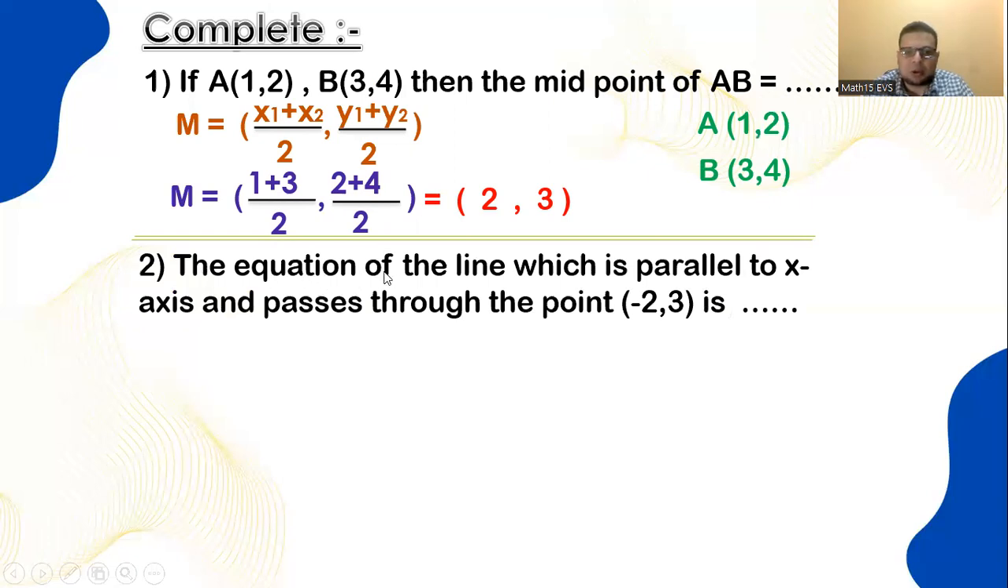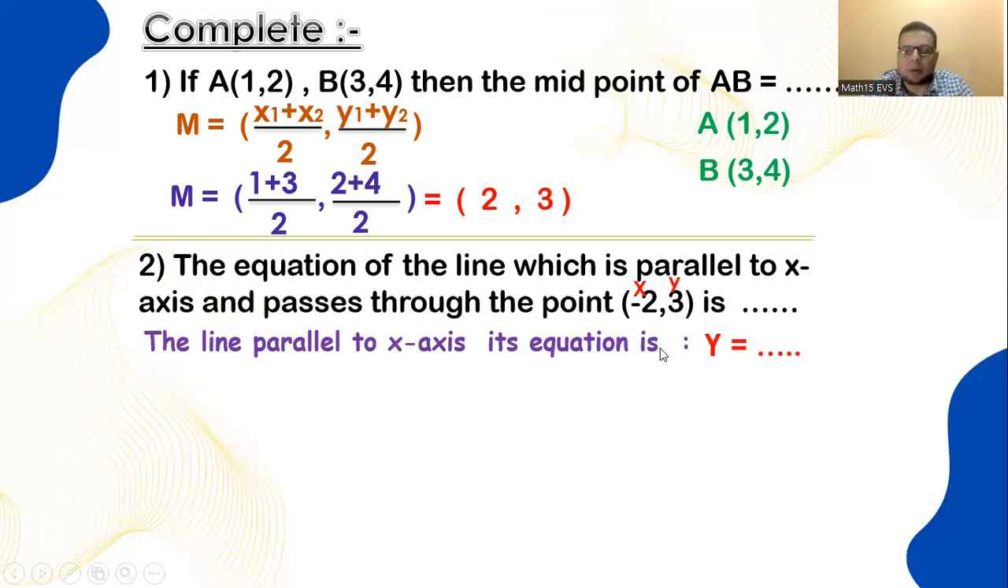Number 2, the equation of the line which is parallel to the x-axis and passes through the point (-2, 6) is what? You remember the line is parallel to the x-axis and passing through (-2, 6). This is x, this is y. The line is parallel to the x-axis, so its equation is y equals what here? 6.